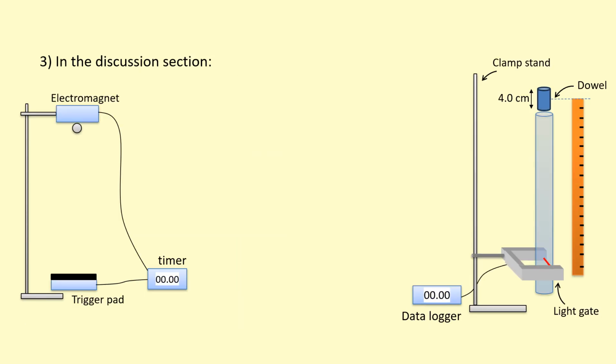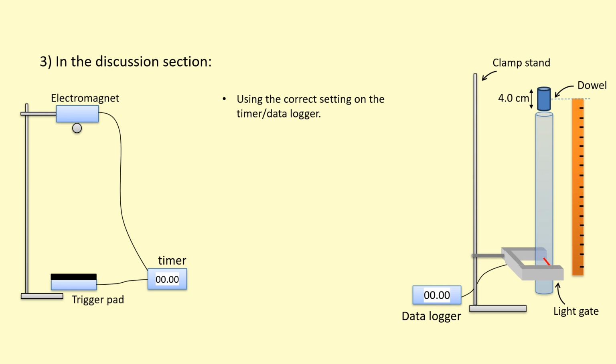In order to pass your CPACs, especially 2A, 2B, and 2C, you'll have to write a couple of things down in your discussion section, talking about what you did during the practical. So first thing you need to discuss is what kind of setting you used for the timer and the data logger. So for example, the timer, you would get it to start when the electromagnet releases the ball, and it'll stop when it hits the trigger pad.